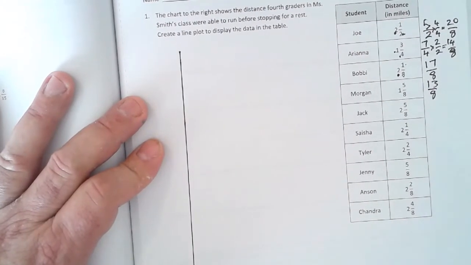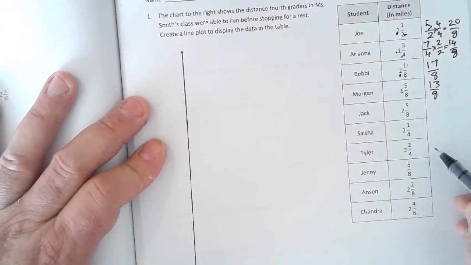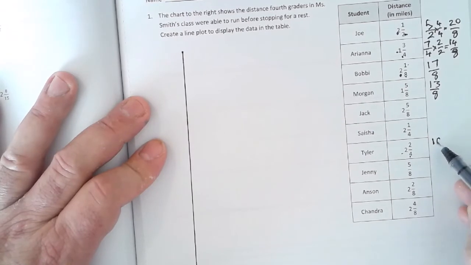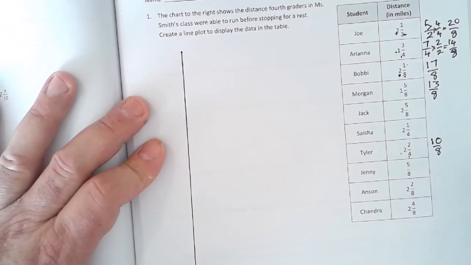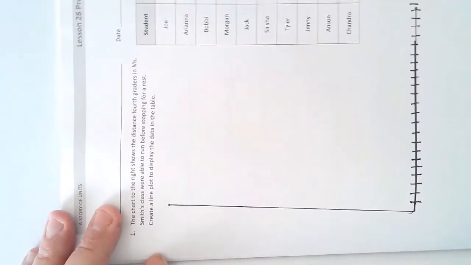Jack is in eighths. Let me do a couple down here. Let's do Tyler, and then we'll leave the rest up to you. So Tyler is 4 times 2 is 8. 8 plus 2 is 10. So that's 10/8. Okay, now let's turn this around and let's finish off our line plot.